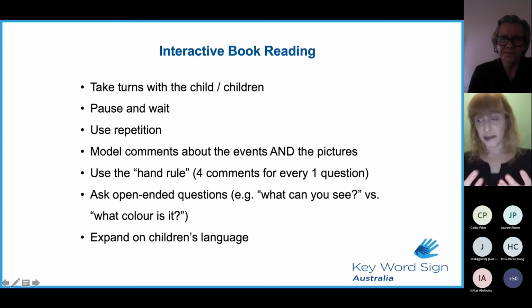And for little ones who aren't talking yet, we might just be modelling simpler comments. So we might be modelling single words or single signs. We might even be expanding on their gestures or just responding to their interest. So lots of strategies that you can use in addition to your signing to keep a child engaged around a book.